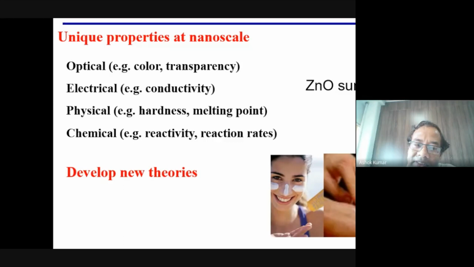You also know this, when you reduce the size, you have more number of surface sites, you have more corners, more edges, and you do not have many atoms which are inside. We have most of the atoms on the surface. Because of that, the reactivity and reaction rate is higher. And then we talk about the conductivity. And then conductivity and transparency, you can see here.